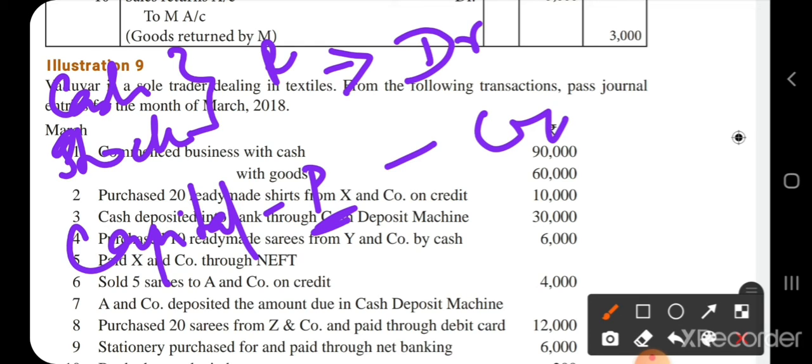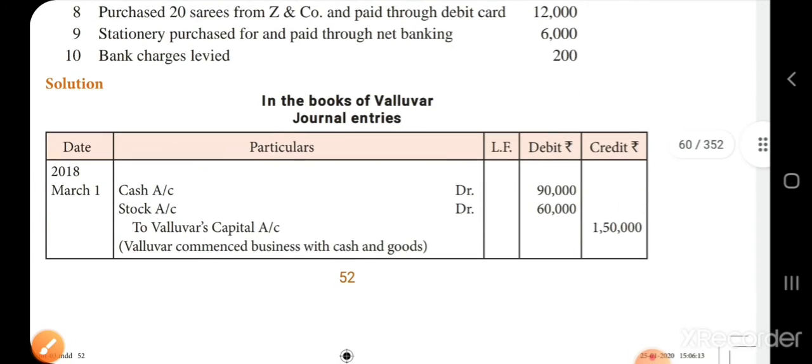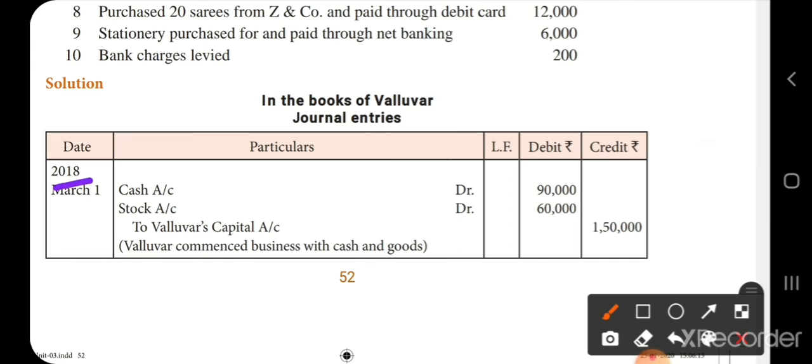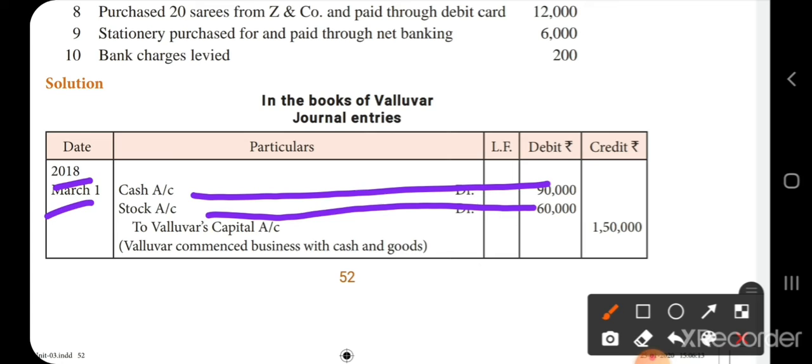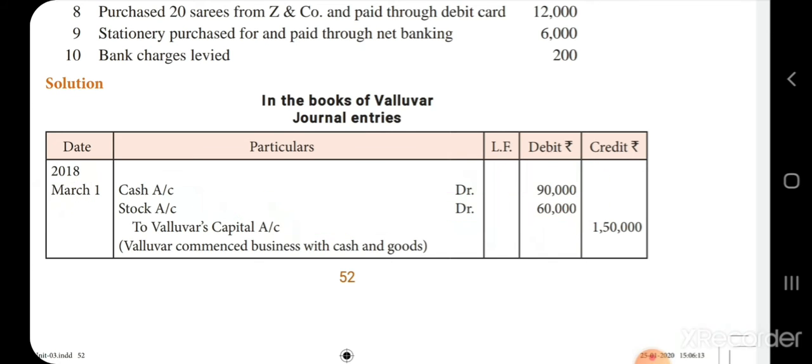The entry will be cash account debtor 90,000, stock account debtor 60,000 to capital account. Okay, see here, date, cash account debit 90,000, stock account debit 60,000 to Valluvar's capital account. The total of these two, 90,000 plus 60,000, is 1,50,000.